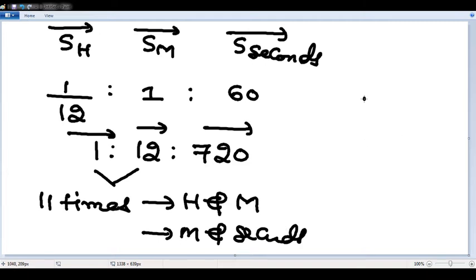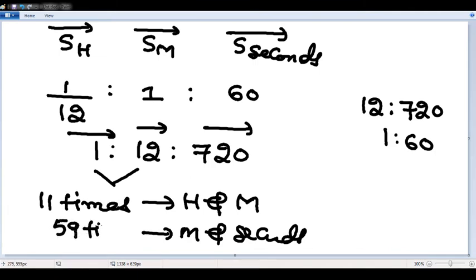So if the minutes hand and seconds hand are traveling in the same direction, 12 is to 720, which is not in simplest form. Make it simplest form: 1 is to 60. If both are traveling in the same direction, it is 60 and 1, so the answer is 59 times. The minutes hand and seconds hand will coincide 59 times. Right? Next one.